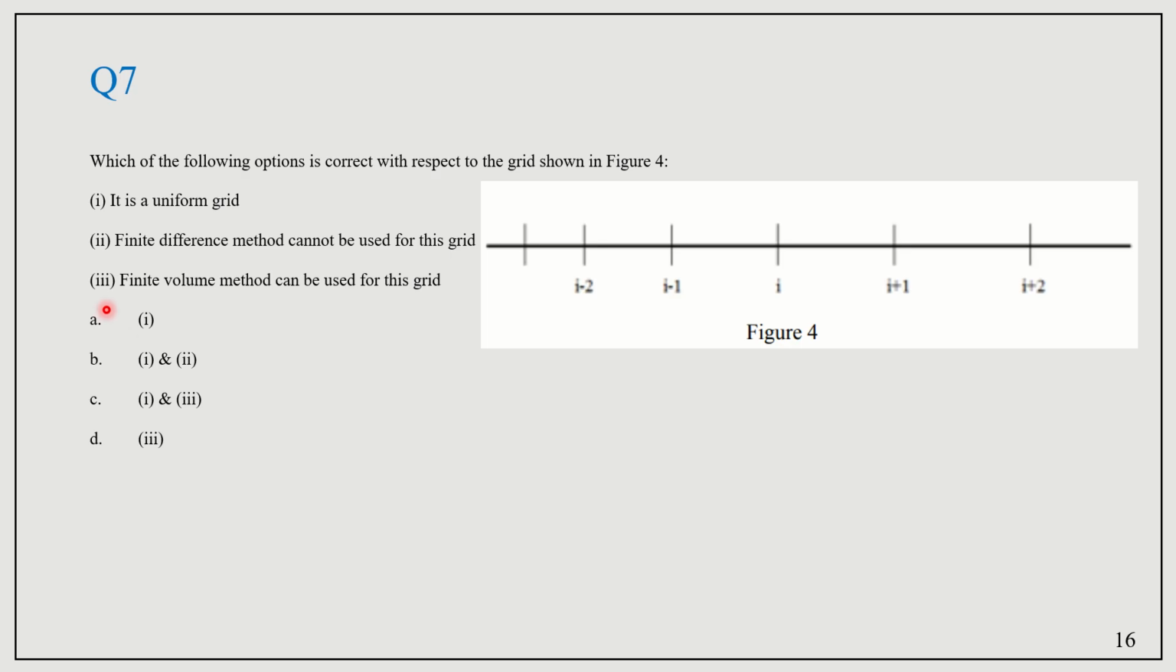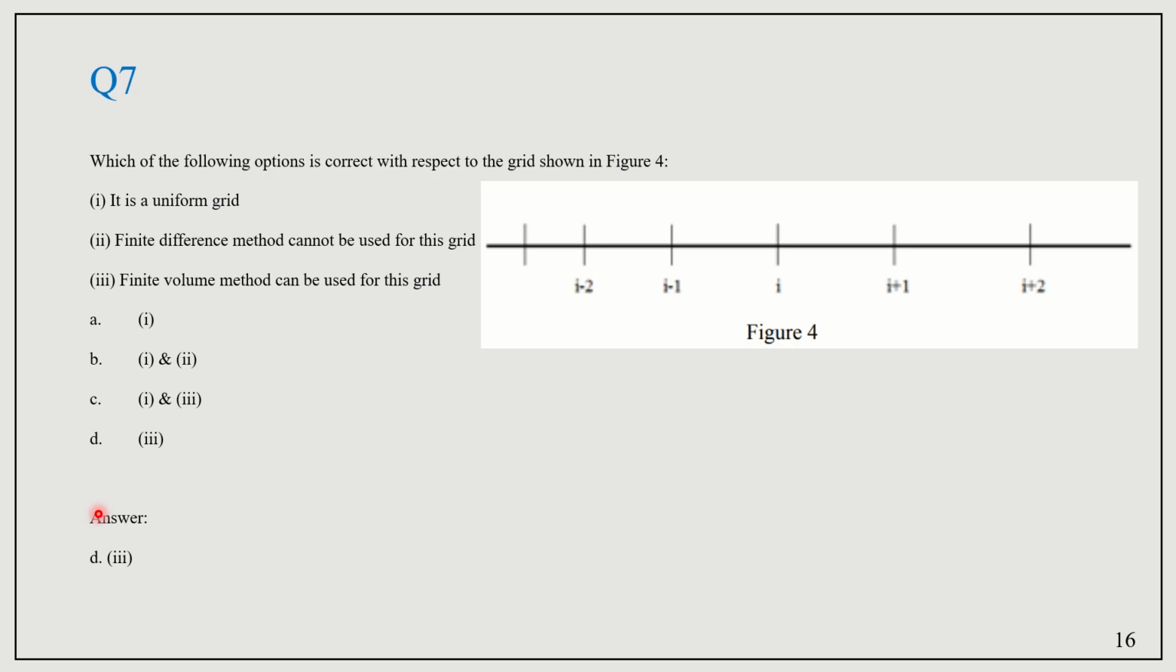Also, while reading the question, here it is asked which of the following statements is correct. If the question had asked which of the following statements is wrong, it would be 1 and 2. So we should read the question properly. But for this question, it is clearly asked which of the following options is correct with respect to the grid shown in figure 4. So the only right statement is option 3: finite volume method can be used for this grid. So option D is the right answer.